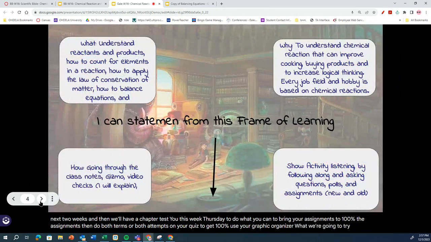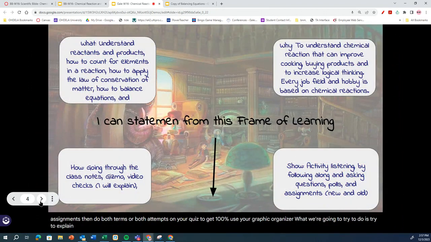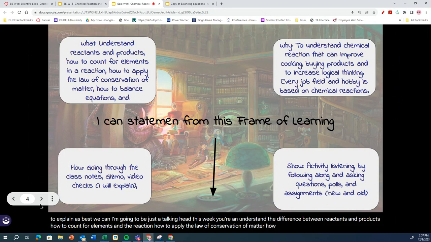What we're going to try to do is explain as best we can. I'm going to be just a talking head this week. You're going to understand the difference between reactants and products, how to count for elements in a reaction, how to apply the law of conservation of matter, how to balance equations. A lot to do. It gets pretty frustrating, especially if you've never done this before, and it was for me when I first started.